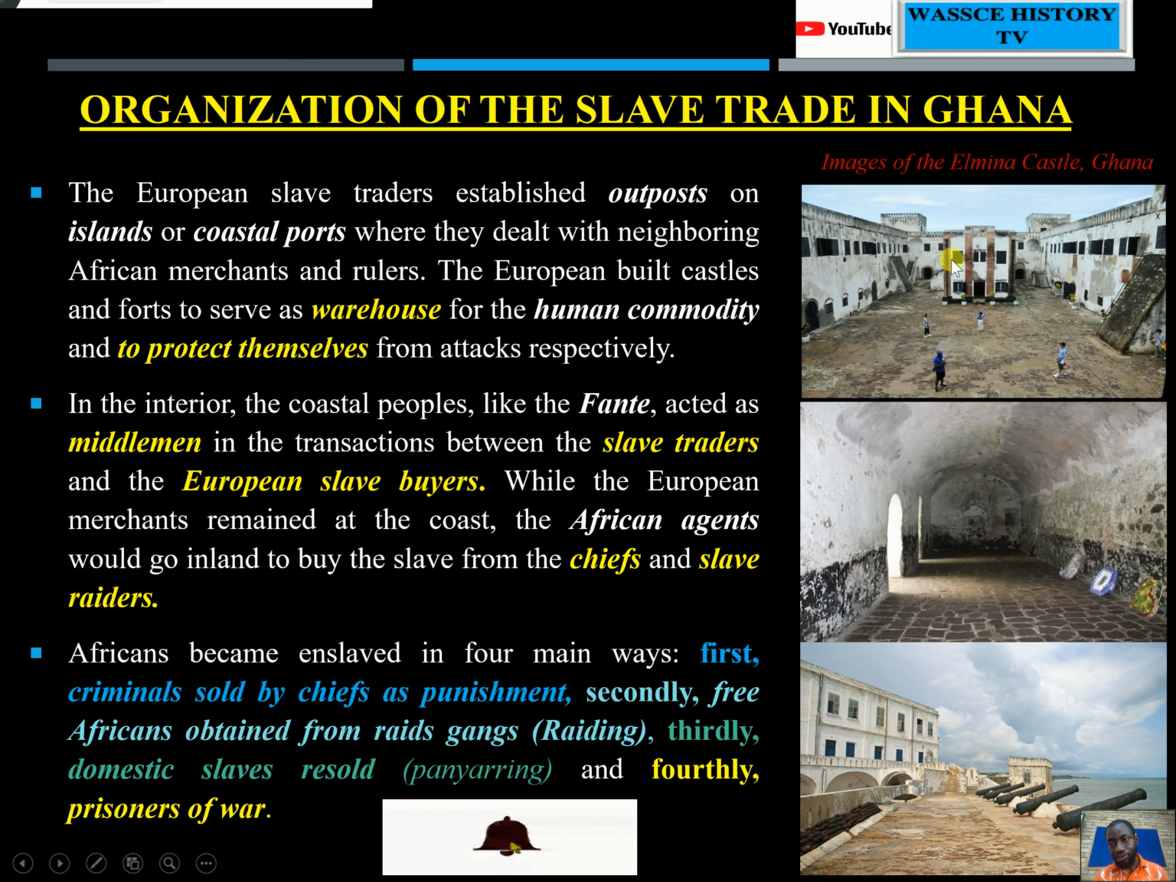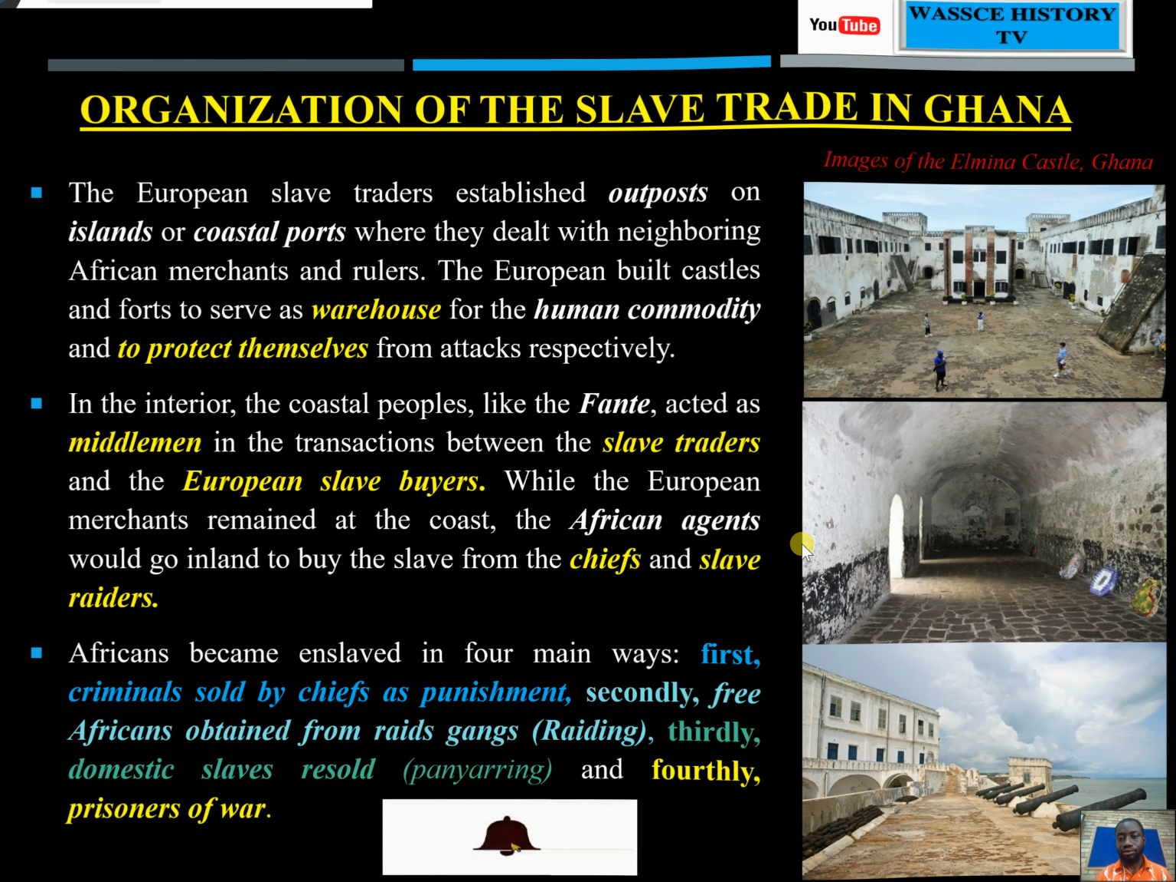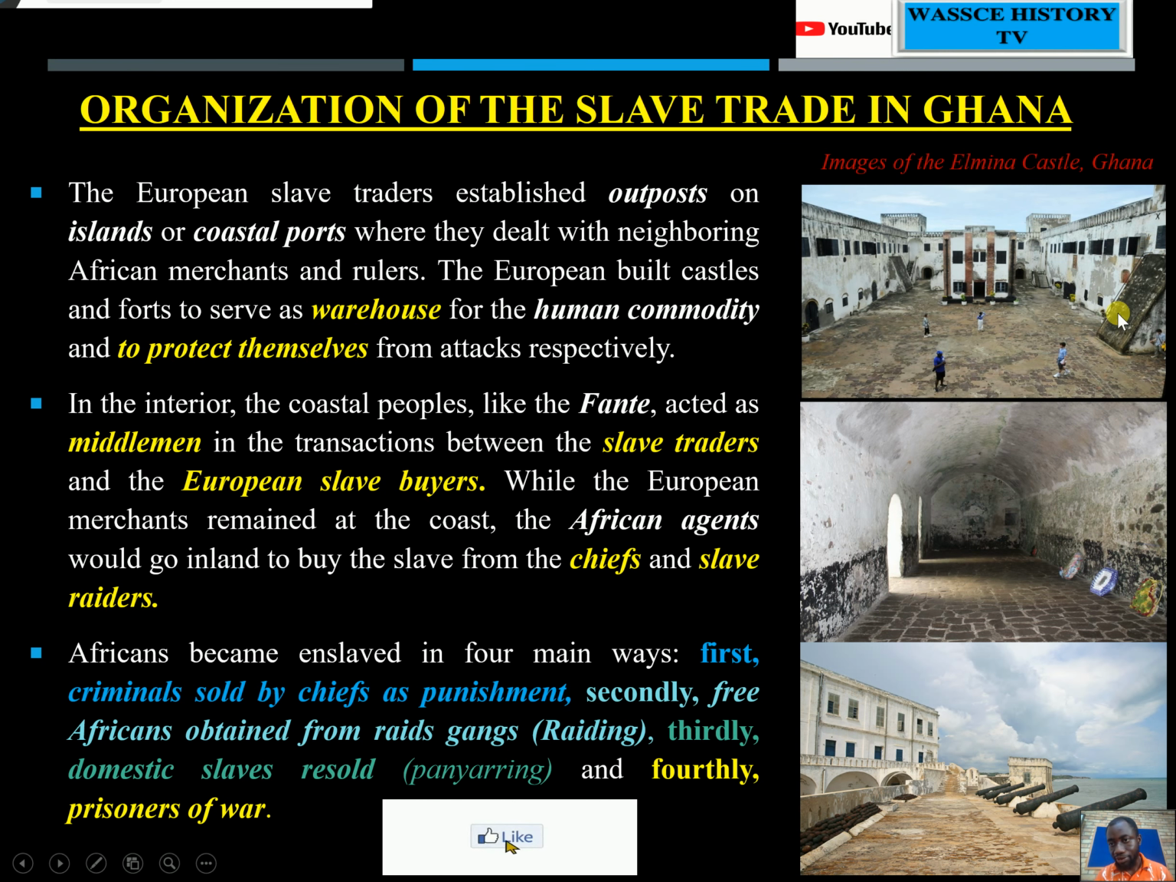So this is the dungeon, as we have seen it there. This is where the slaves actually exercise. If you can see that there's a slope just beside the castle, that's where they exercise. And these down parts are the dungeons, and this is inside the dungeon where the slaves were kept. The first floor is where the dungeons are.